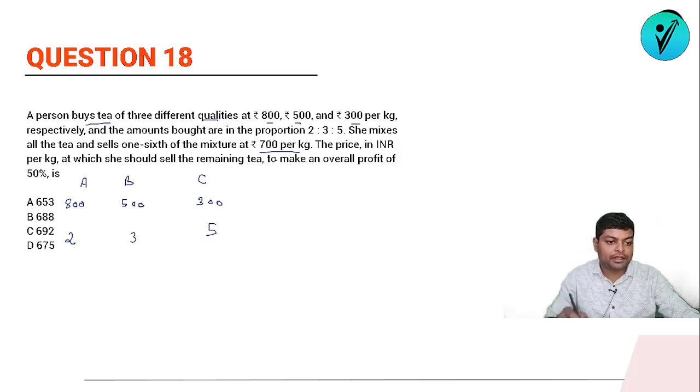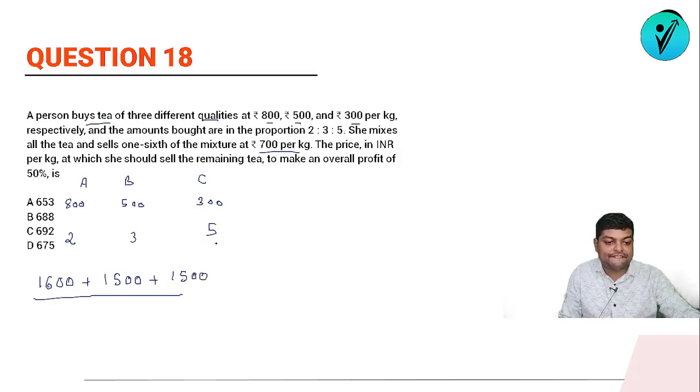ठीक है, तो सबसे पहले आप ऐसे देखो, अगर 800 रुपीज का टी है और you are buying 2 kgs of it, how much rupees you will be paying to the shopkeeper? 800 into 2, it will be 1600. If you have to buy 500 rupees wala tea at its 3 kgs, okay, you have to pay 1500 for that, and for this also you have to pay 1500. And in return, how much quantity you are getting? 5 plus 3 plus 2, so we are getting total 10 kgs of it.